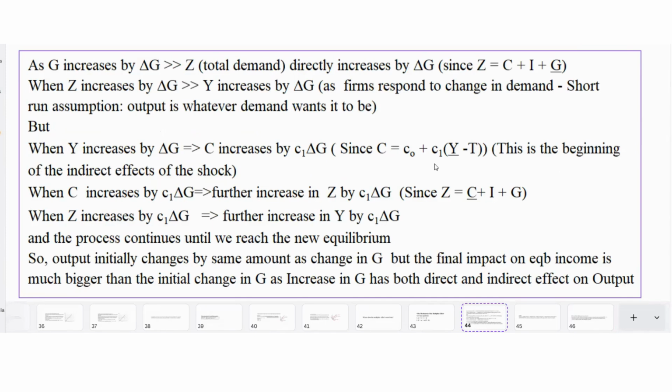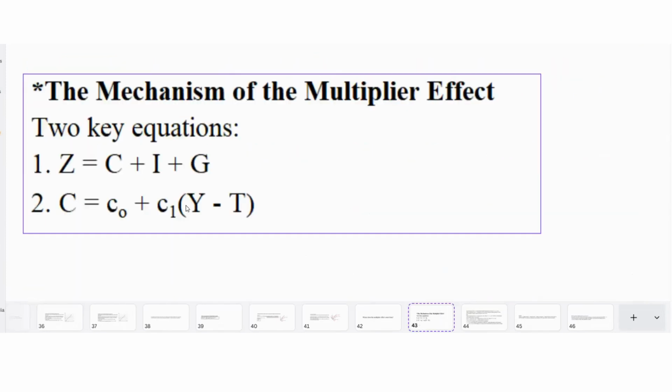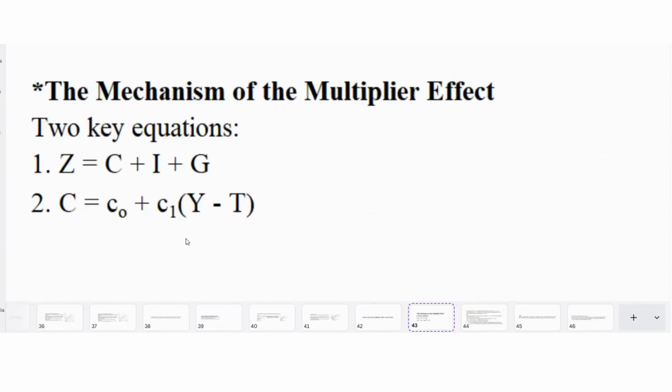So this is the multiplier effect, which says that when you increase G, the total effect on equilibrium Y is greater than the initial increase in G, because the increase in G has both direct and indirect effects on Y. And the underlying mechanism behind the multiplier effect in this simple model is the fact that consumption is a function of income. So in this simple model, these are the two key equations that explain the mechanism of the multiplier effect.